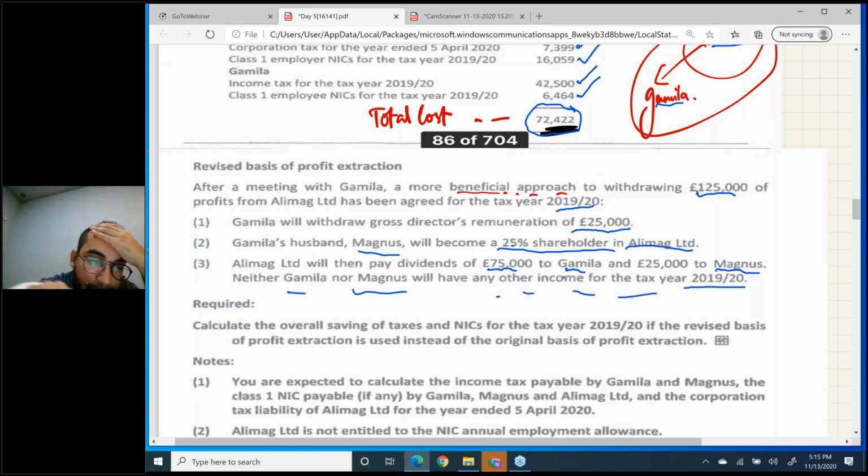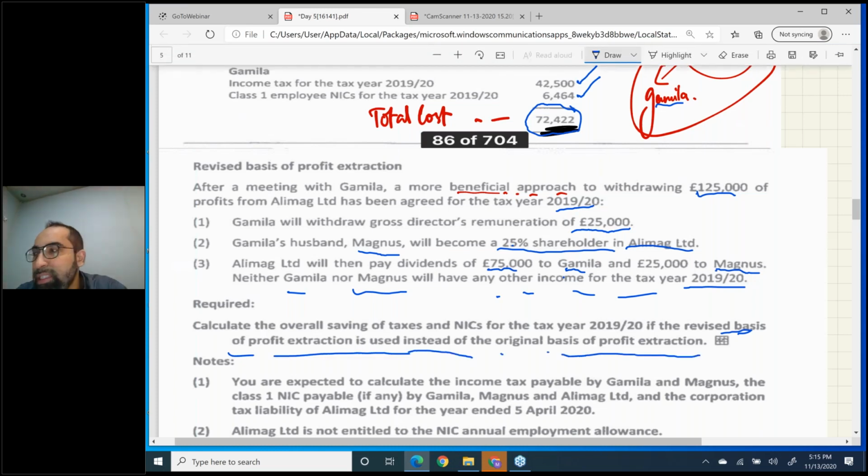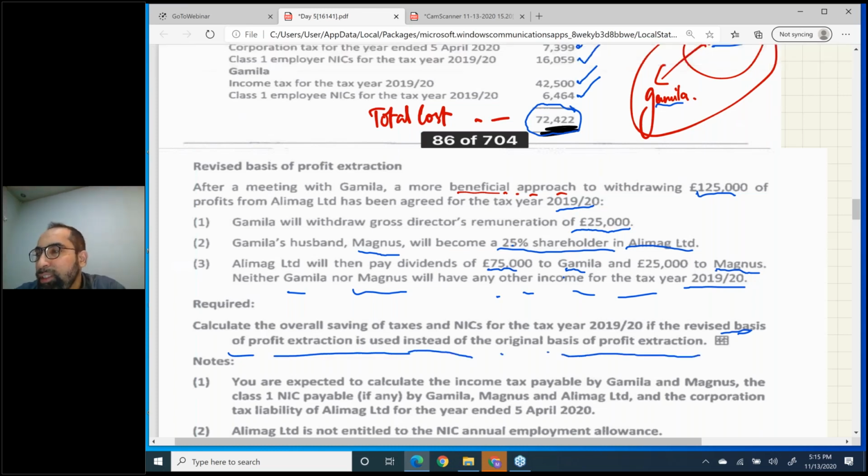Now calculate the overall savings of taxes and NIC for the tax year 1920 if the revised basis of profit extraction is used instead of the original basis of profit extraction.